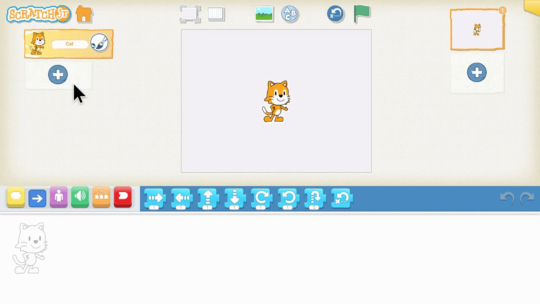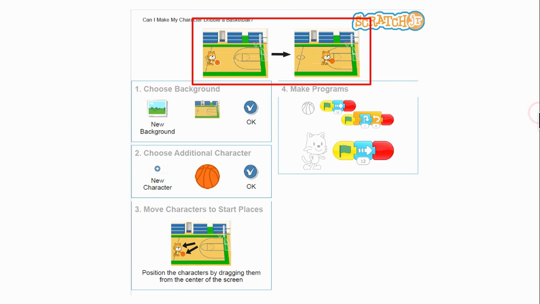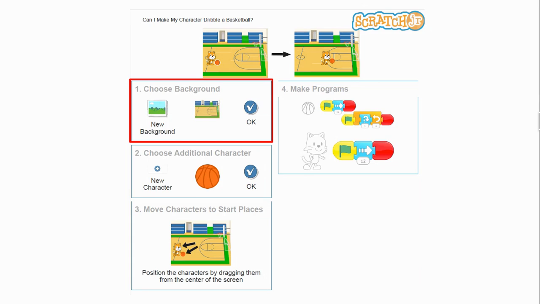Now it's time to follow the steps on our tutorial to see if we can get our Scratch Cat to dribble a basketball across the page. When you look at your project card at the top, there's a preview of what our project is going to look like at the end. We're going to start with step 1, which says choose the background.